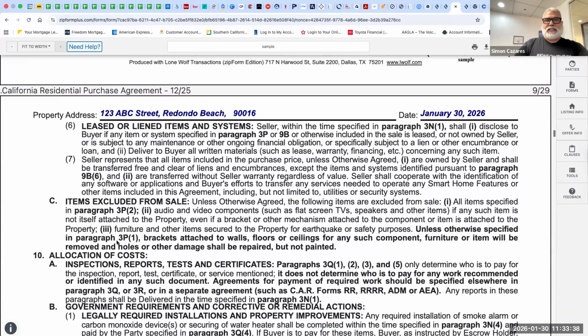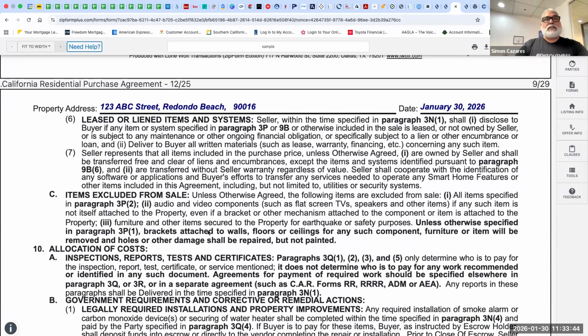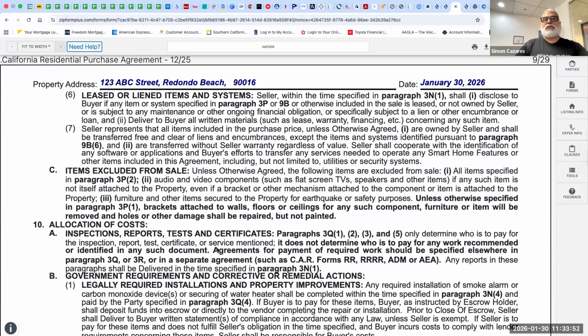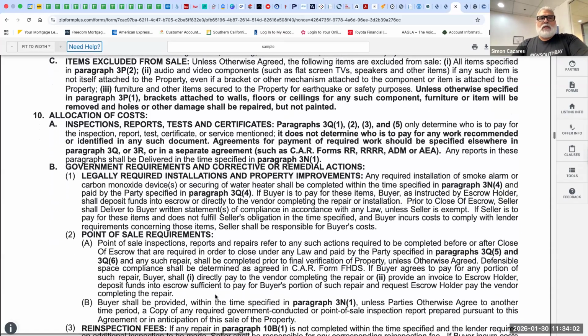Section 6 here talks about leases. If it's solar panels, if there are water softeners that are still leased, you've got to do the exchange. The seller has to provide all of the information, and the exchange has to be done with no issues whatsoever, or the seller will have to pay off the amount. So that way the buyer has free and clear solar panels or whatever they have as a lease.